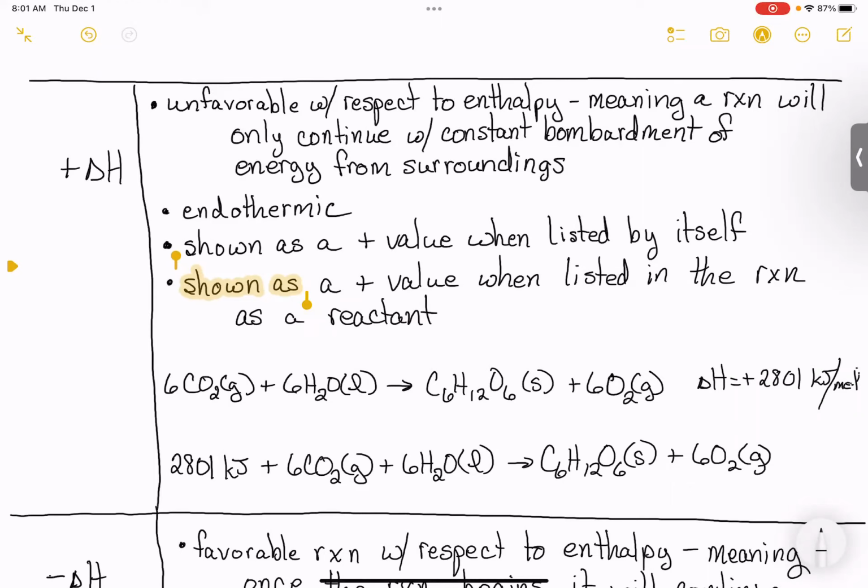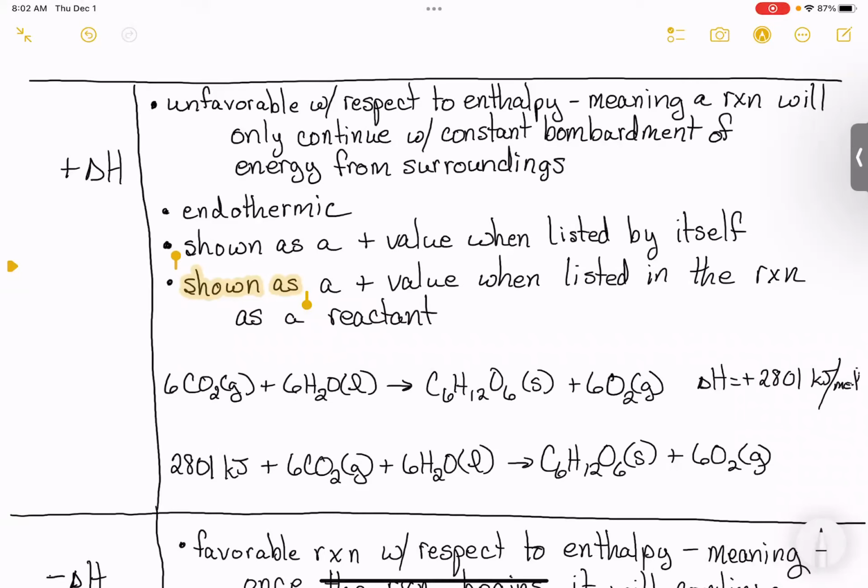All that matters is what are the reactants and what are the products. Now, enthalpy can be a positive value. If it is a positive value, that means that it is an unfavorable process with respect to enthalpy. Again, it's an unfavorable process with respect to enthalpy. And what that means is if you have a positive enthalpy, you're going to have to constantly be adding energy to the reaction in order to make the reaction progress.